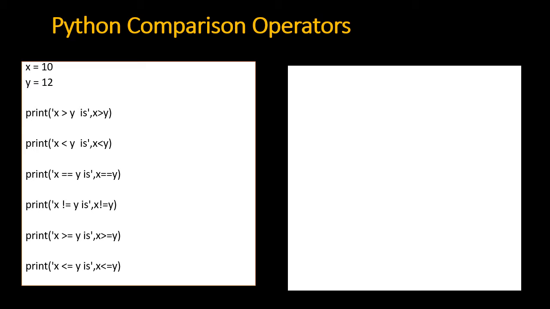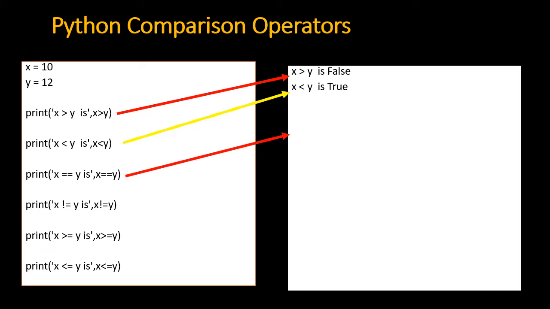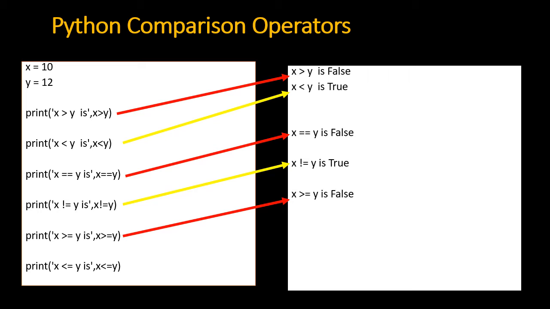So let's see what the output will be. First, 10 greater than 12, so it returns false. And 10 less than 12 is correct, so it returns true. And both are not equal, so it returns false. And x not equal to y, both are different values, so it returns true. Next, 10 greater than or equal to 12 is false, as well as 10 less than or equal to 12, yes, it's correct, so it returns true.